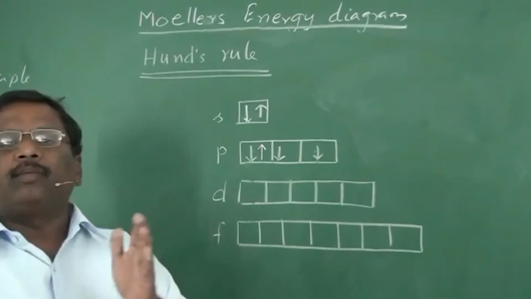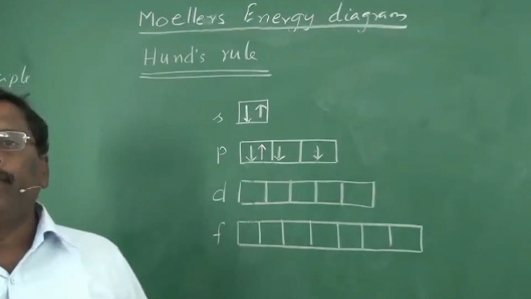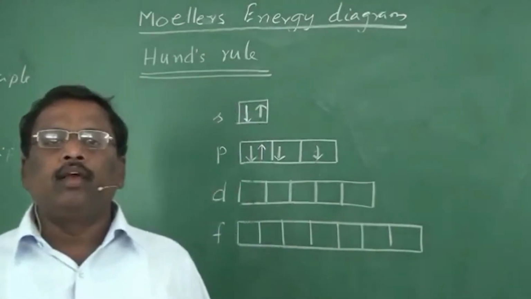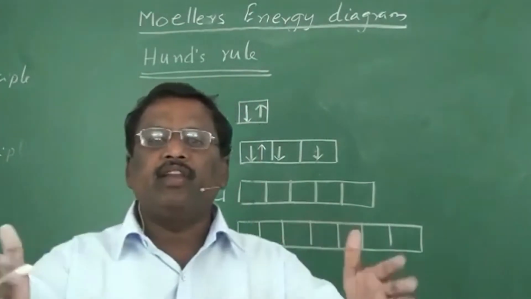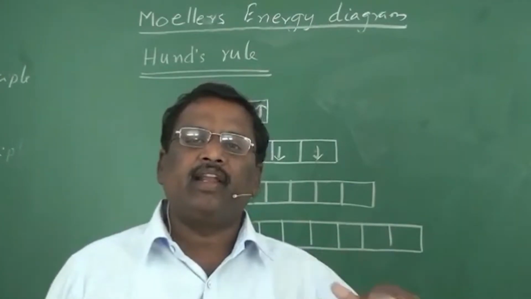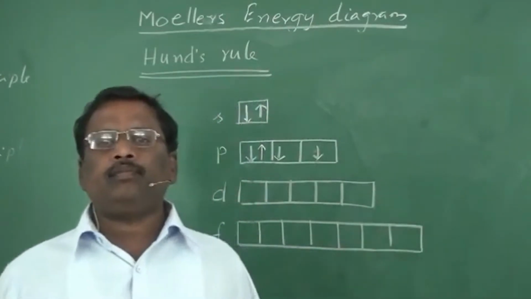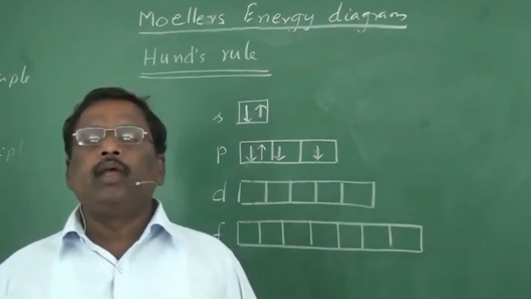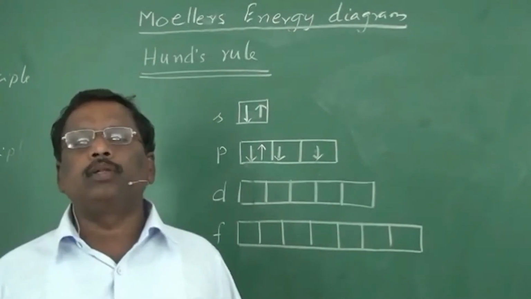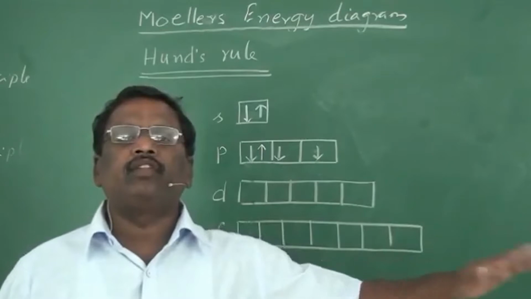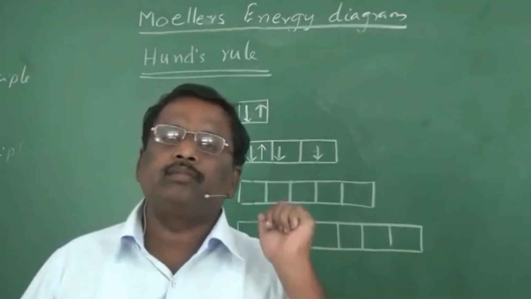3p orbitals in a p subenergy level, 5d orbitals in a given d energy level, 7f orbitals in a given f subenergy level will have the same energy. That's why they are called degenerate orbitals. When electrons enter into these degenerate orbitals, the pairing of electrons is possible only when all degenerate orbitals are filled with 1 electron each.